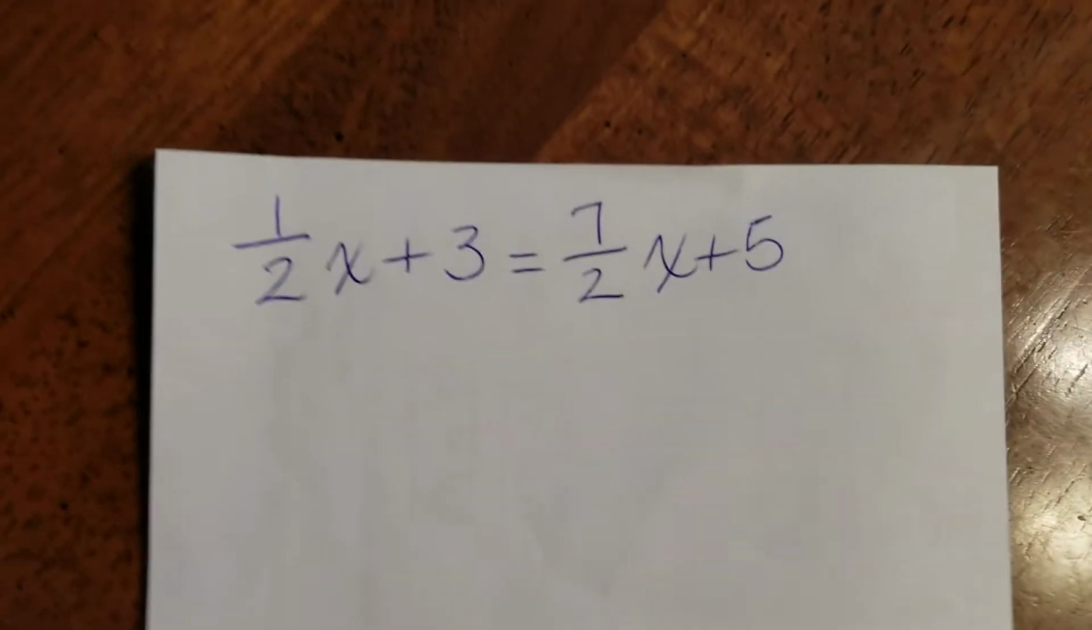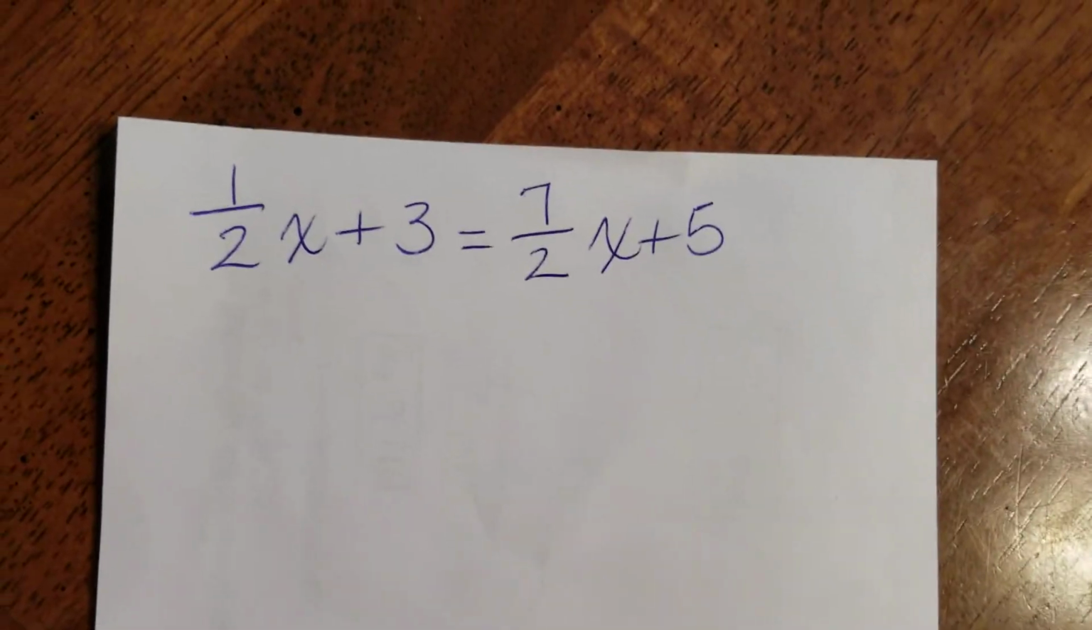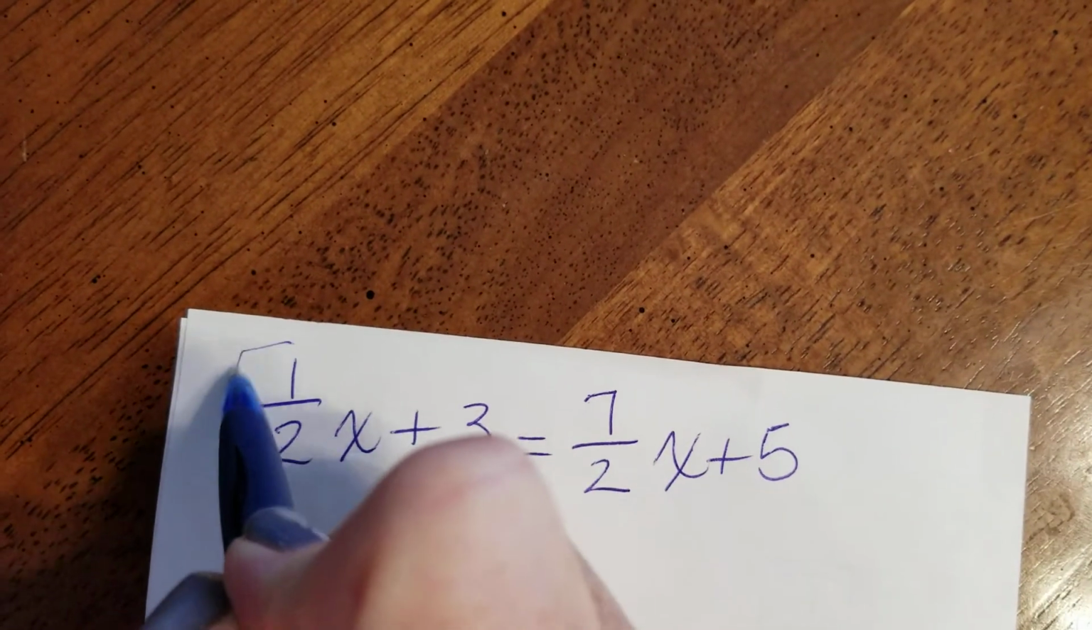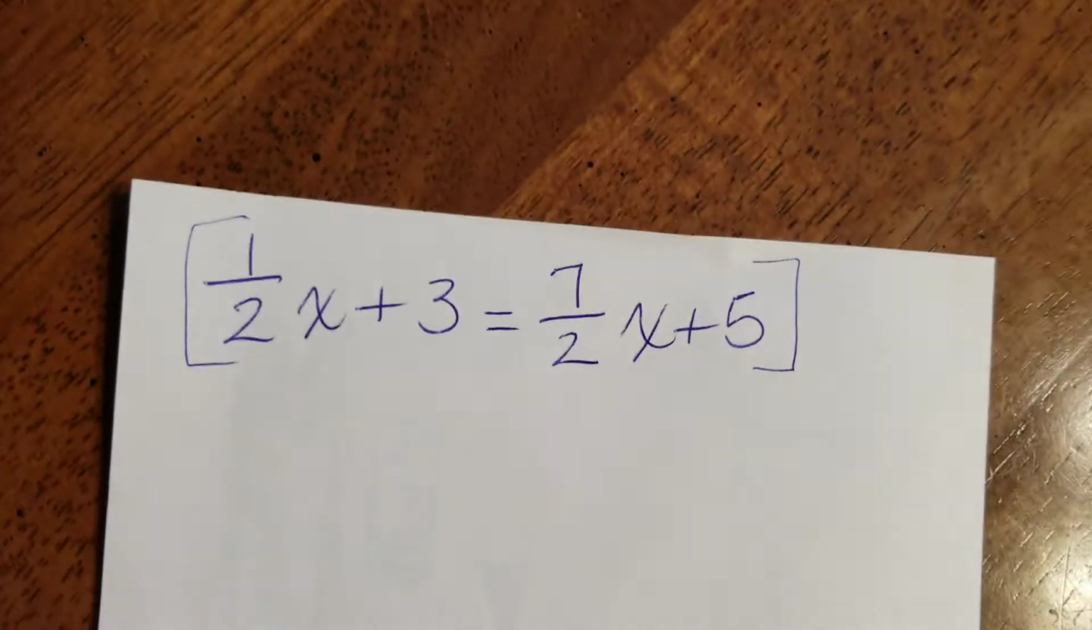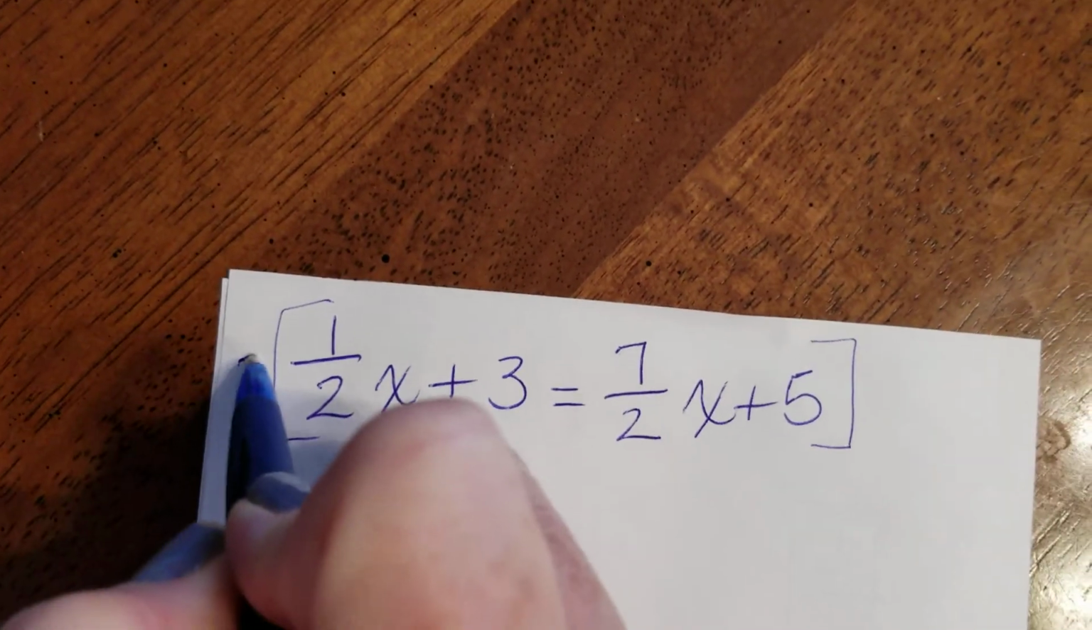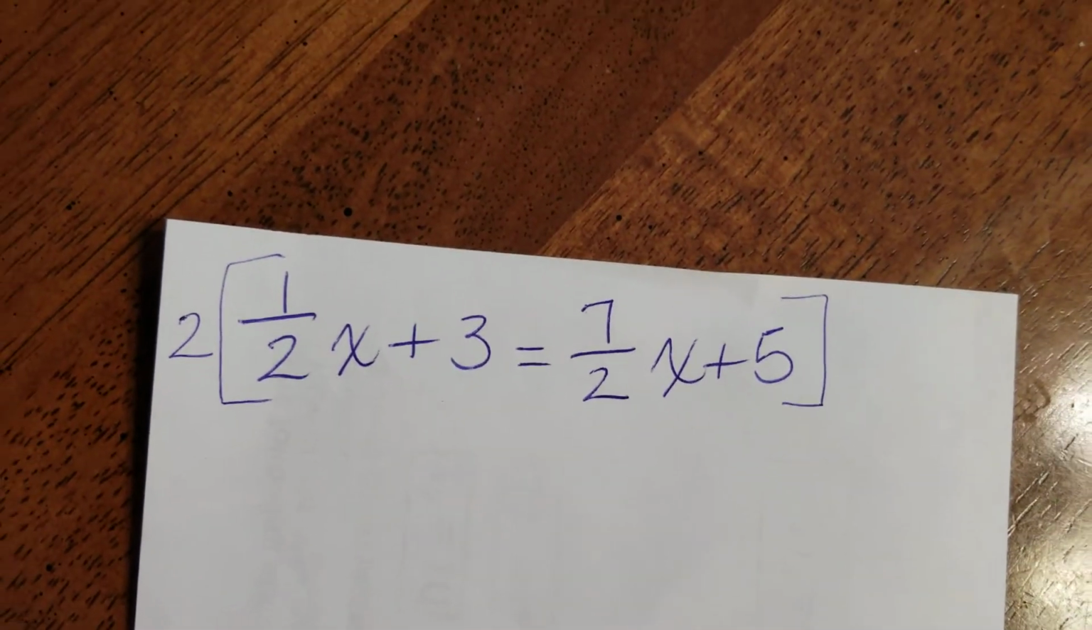Let's try it again on this one. Again, our denominators happen to be the same. So we're going to multiply all the terms by the denominator in this case. So again, the denominator is 2. So we'll multiply by 2.